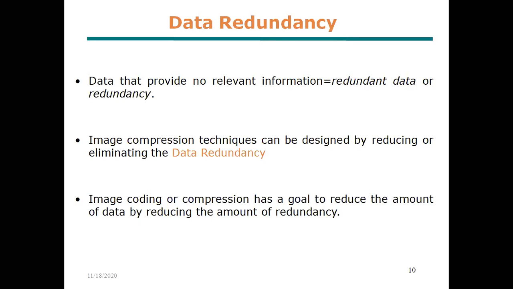Okay. So here, image coding or compression has one goal. What is that goal? The goal is to reduce the amount of data. How do you reduce the amount of data? If you are able to remove the redundant data, then you can reduce the data. By reducing the data, you can get the compression. So in this way, you reduce the data required to convey the information.